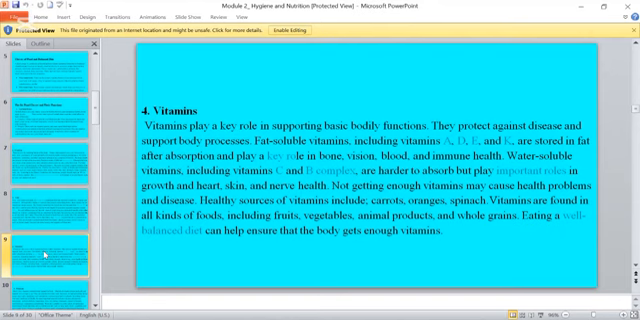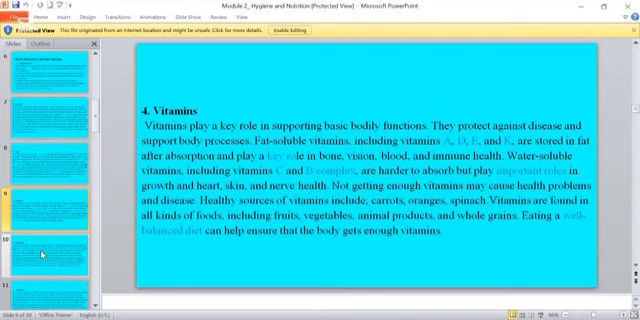We have vitamins. Vitamins play a key role in supporting basic bodily functions. They protect against diseases and support body processes. Fat-soluble vitamins, including vitamins A, D, E, and K, are stored in fat after absorption and play a key role in bone, vision, blood, and immune health. Vitamins are found in all kinds of food, including fruits, vegetables, animal products, and whole grains. And eating a well-balanced diet can help to ensure that the body gets enough vitamins.